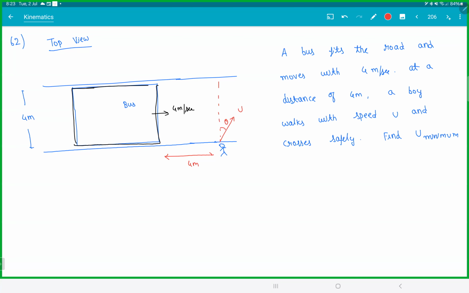How is he crossing the road? Did I tell you he's going straight? All that I asked is minimum speed. वो कुछ भी कर सकता है. हाँ, but if you insist ना, नहीं sir, वो straight जाएगा, ठीक है, then prove theta is 0. If you're going to say he's going to go straight, then prove theta is 0.